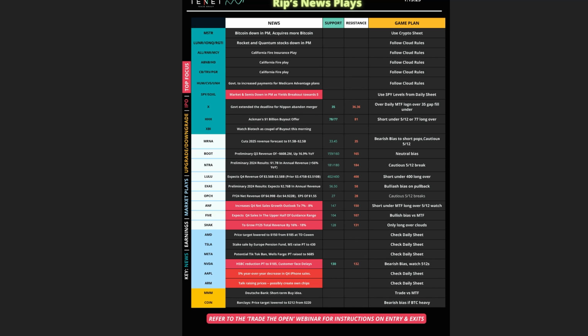Every morning we have a game plan. This morning's game plan was right here. You can see that we have the news plays, the earnings, and the overall market plays. You can see how we cover everything. I highlight the important plays in red so that we can focus on them. We have support and resistance, and we have a general game plan. We'll cover a few of these plays today.